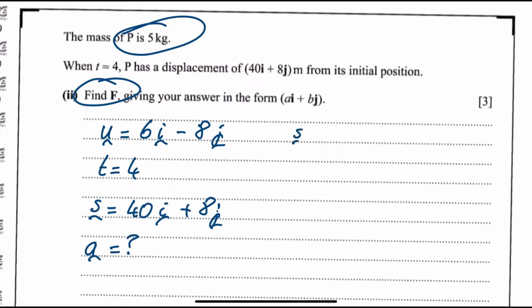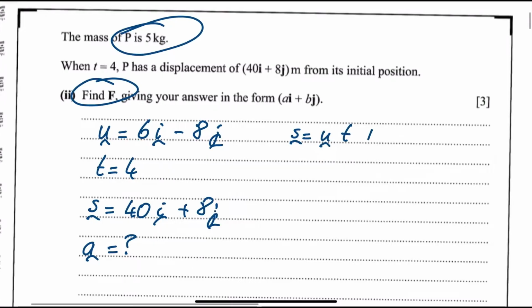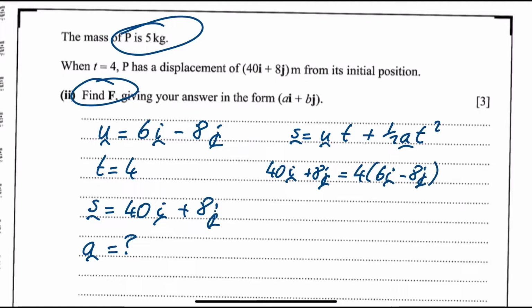So we're going to use s equals ut plus a half at squared, where the s, u and a are all vectors, and then fill in what you know. So you know the s is 40i plus 8j. Your u times your t is 4 times your u, which was 6i minus 8j. And a half times the t squared. The t is 4, so square the 4, you'll get 16, and multiply that by a half, you'll get 8. So that's 8 times your a.